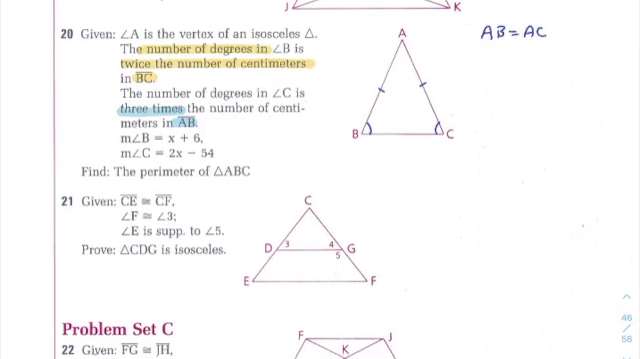And then the measure of angle B is going to be equal to the measure of angle C. That's important here. So let's see how that ties in.